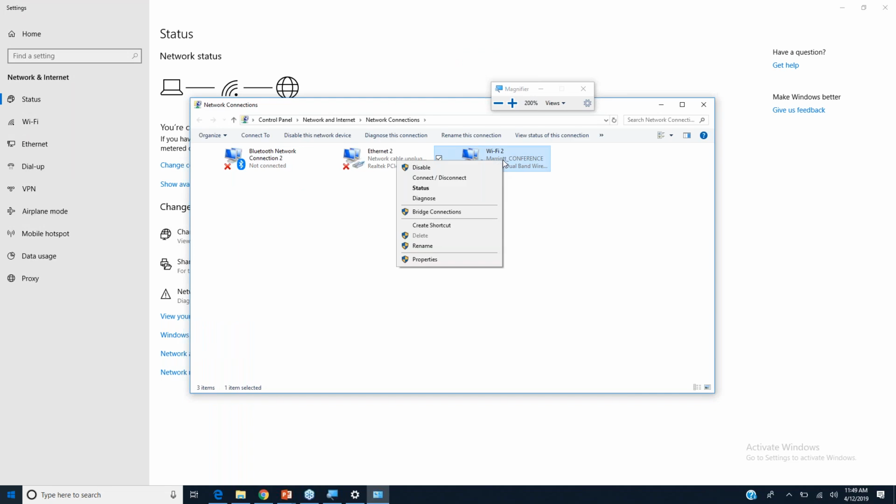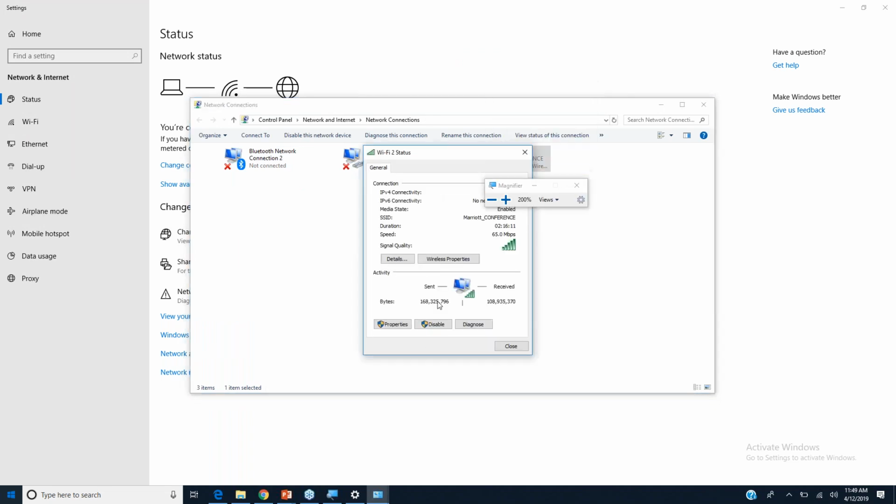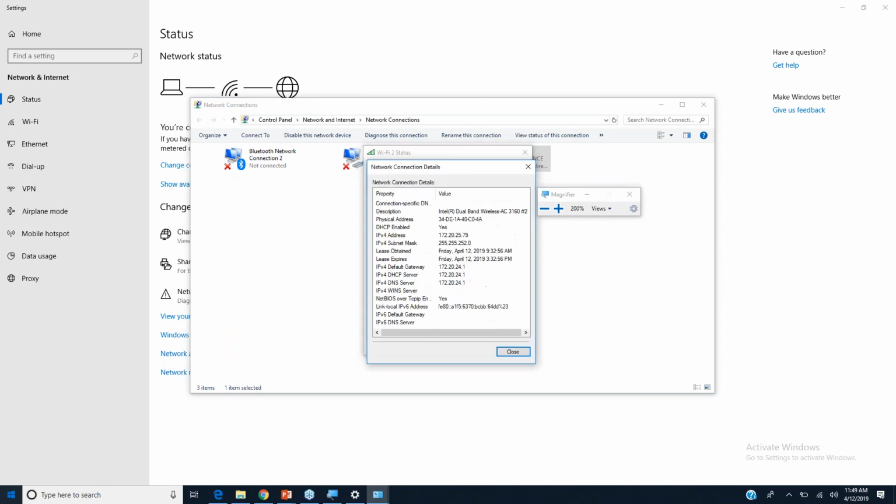I'm going to go ahead and right click on this, right? I'm just going to click my status. And notice it's got my status right here. I can hit details, and it should give me my IP and all the stuff that I need. By the way, it's easier to find this through your command prompt, but notice here it's got my IP address. It tells me my subnet.